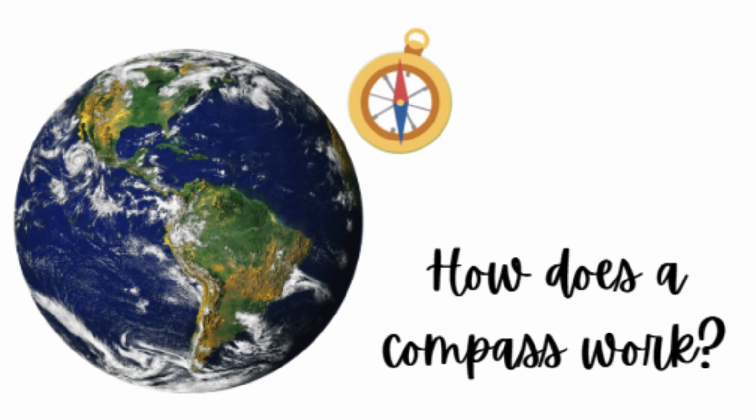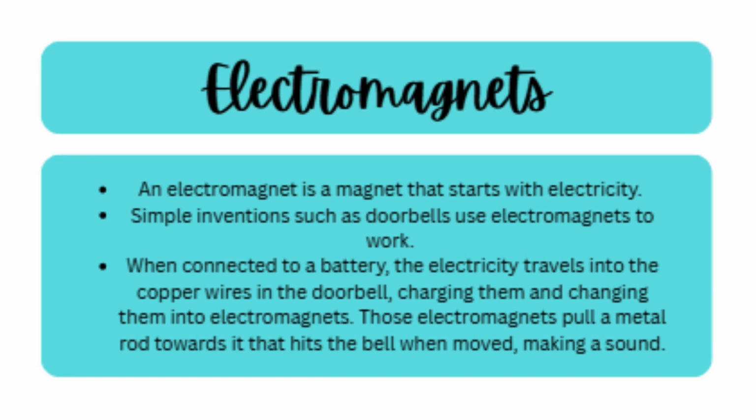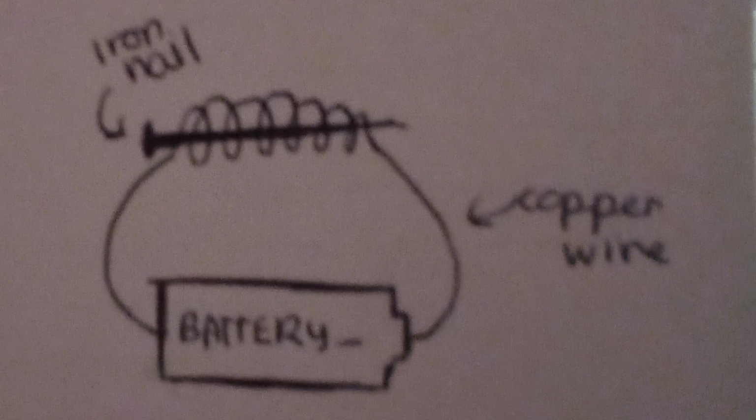The compass is attracted to the magnetic South Pole, so it points towards the geographic North Pole, though not exactly. So now that we've gone over magnets, what is an electromagnet? An electromagnet is a magnet that starts with electricity. An example is an iron nail coiled with copper wire with ends of the wire connected to a battery. The electricity from the battery charges the nail, allowing it to act like an electromagnet.